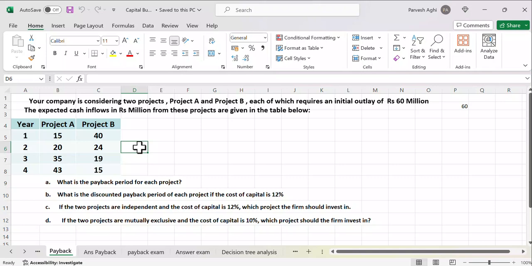So first is the payback period without applying the time value, without discounting the cash flows. The second is the discounted cash flow technique, by discounting all the cash flows at the rate of 12%.